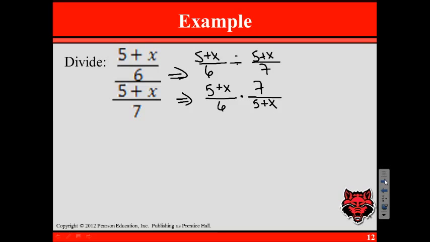We then factor each numerator and denominator, and we can look at each and see that nothing is factorable here. So let's go ahead and connect our fractions, multiply the factors in each numerator and denominator, and then cancel like factors. Here we have a 5 plus x on top and bottom that will cancel, and we are left with 7 over 6.